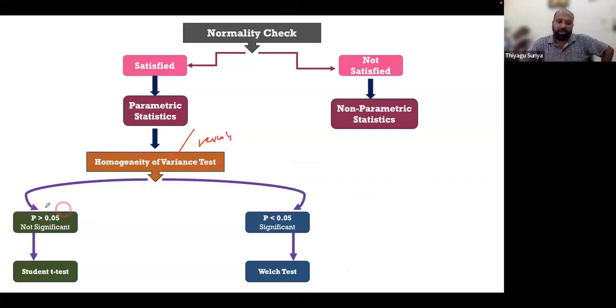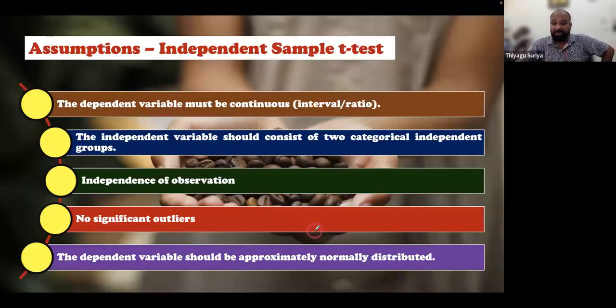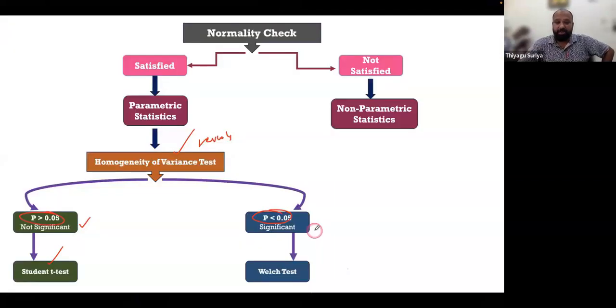In the Levene's test calculation, if the p-value is greater than 0.05, it is not significant. Then you can go with the student t-test. If the p-value is less than 0.05, it is called significant. Then you can go with the Welch t-test. You got it? The same thing is there in SPSS, but we are not looking into this. We are just taking the student t-test score, the first one.